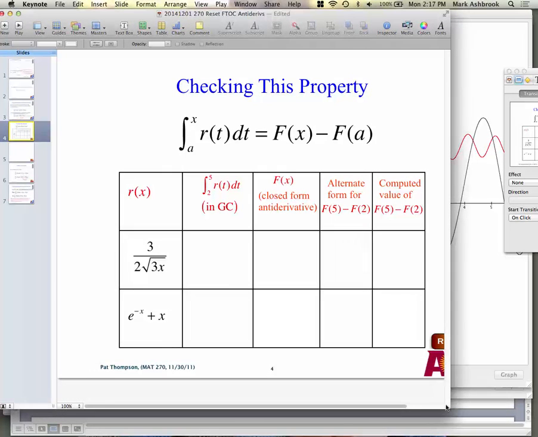So why don't you, while I'm getting this set up, work on these two? So this is kind of the algebra. Thinking of this as the derivative of some function from the mastery test. What function's derivative would be this? And what function's derivative would be this? So these are writing out the closed form antiderivative. You do that while I set this up.